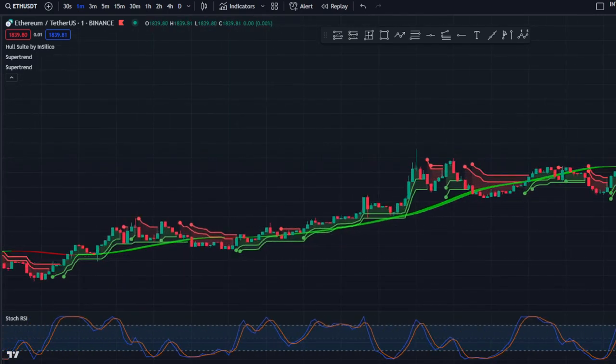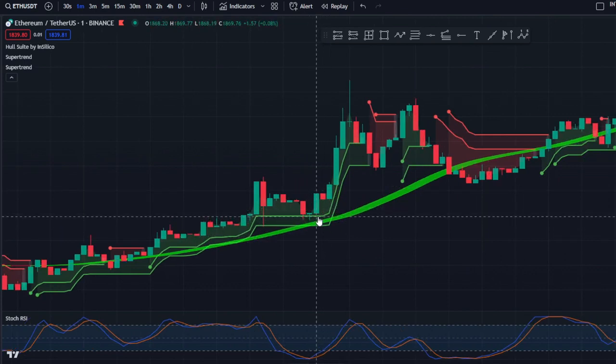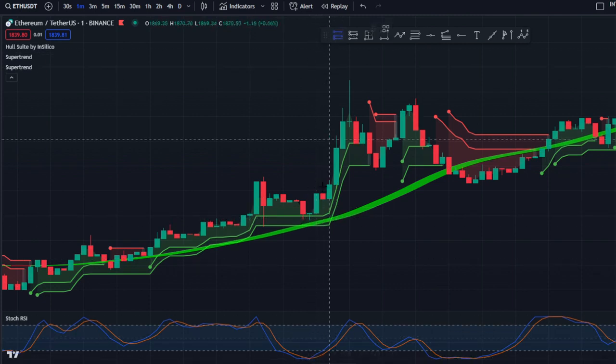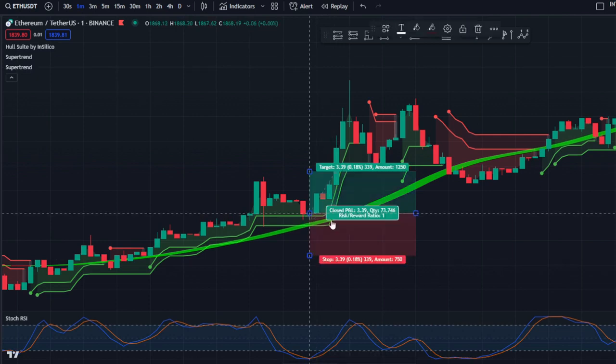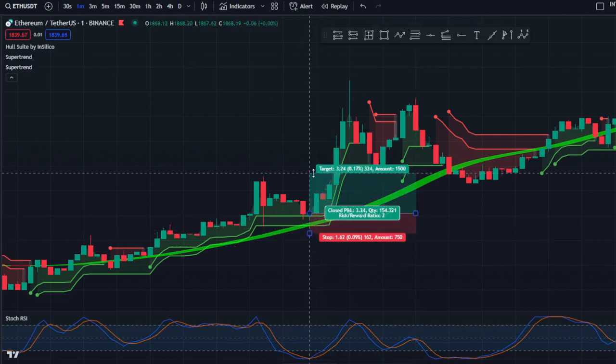So here we have another entry right here. You can see that price is above the Hull Suite. The Hull Suite is green color. Price is above the Supertrend as well, the 2 Supertrend lines. We have the crossover happening right there. This is basically the perfect example of an entry. Stop loss right below the Supertrend lines and a 2:1.